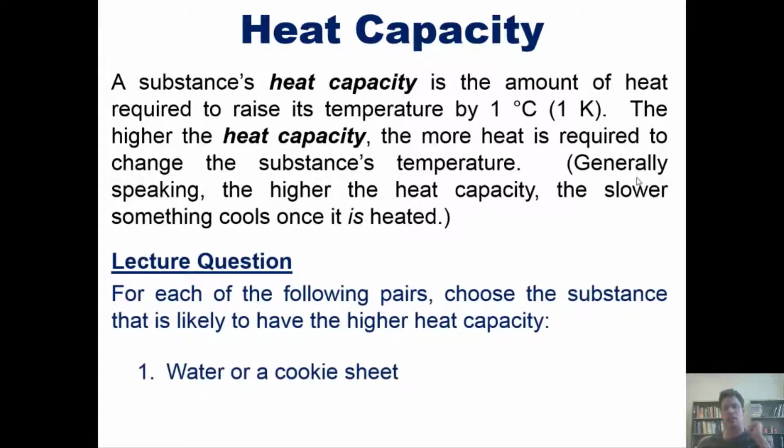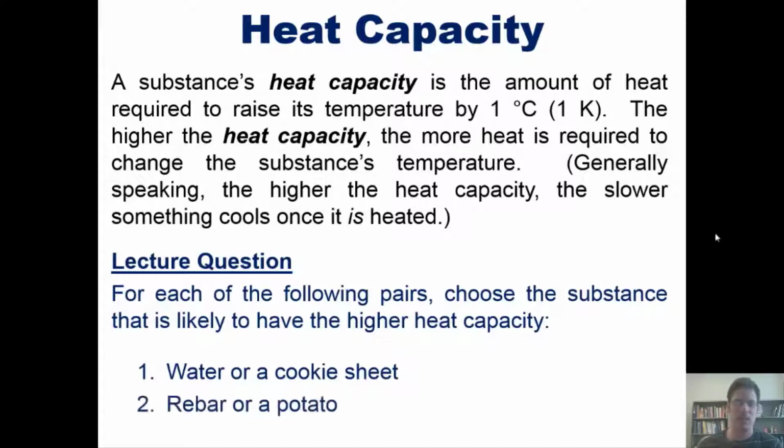Water or a cookie sheet? Now think about that. Think about water and how long it takes to heat that up versus how long it takes to heat up a piece of metal, a metal pan that's a cookie sheet. Whichever one takes longer to heat up and consequently longer to cool down must have the higher heat capacity. From your own personal experience, which of these two is it?